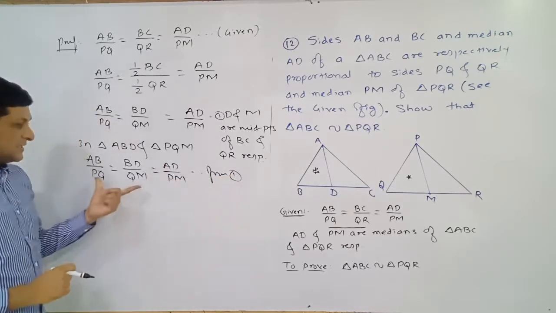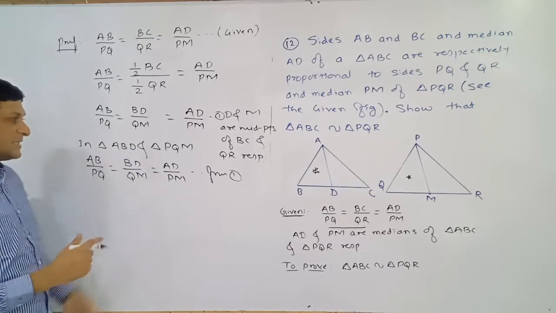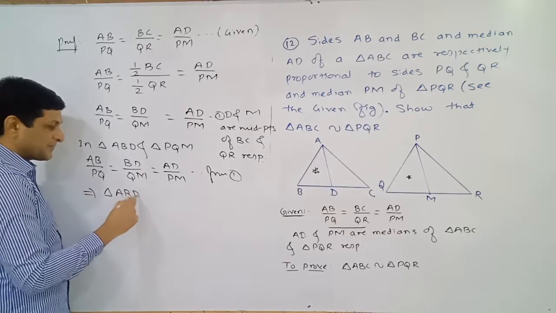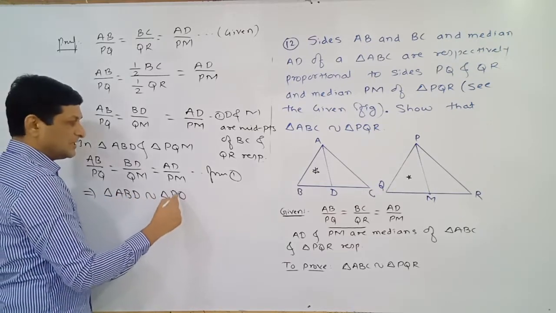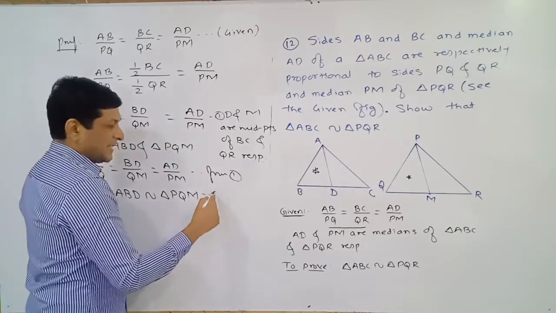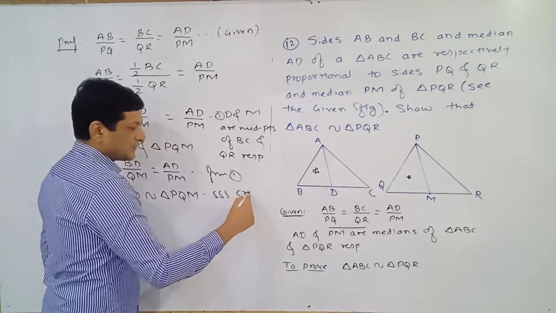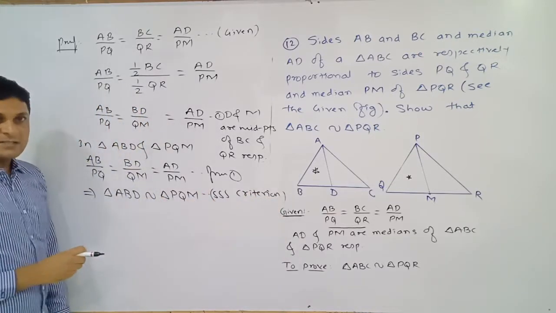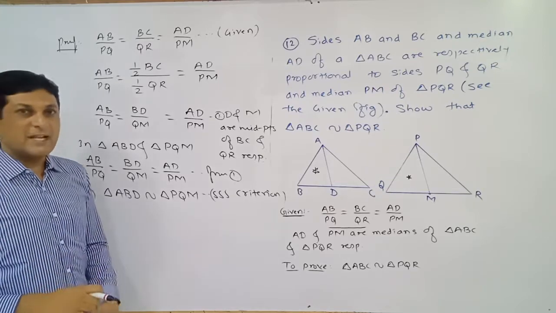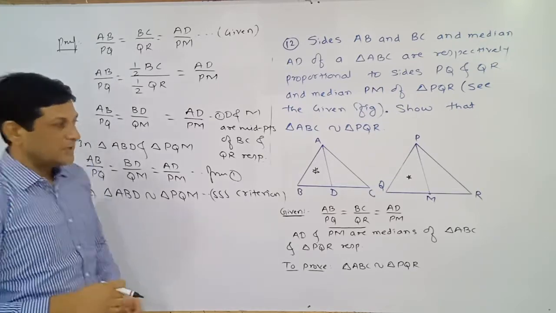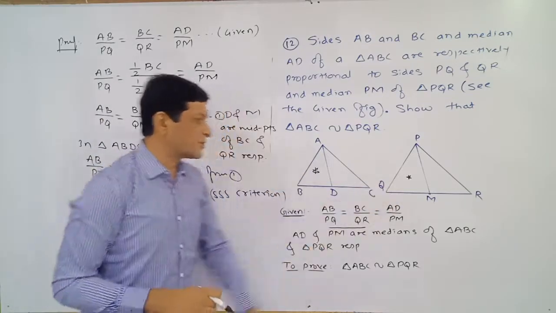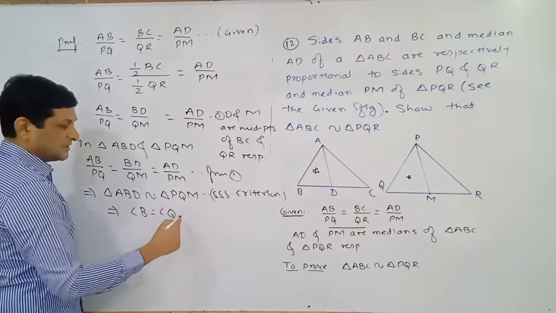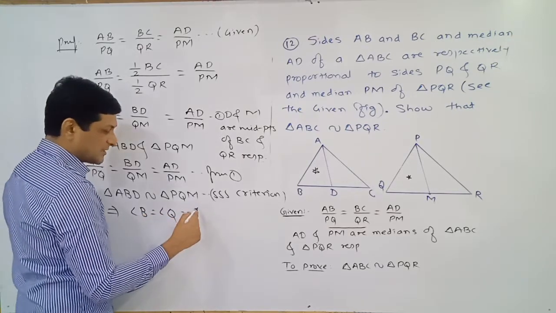Since the sides are in proportion, we can say that these two triangles are similar. Therefore triangle ABD is similar to triangle PQM by the SSS criterion. Since these two triangles are similar, the definition of similarity says that corresponding angles are equal. So angle B will be equal to angle Q. This implies that angle B is equal to angle Q. These are nothing but corresponding angles of similar triangles.